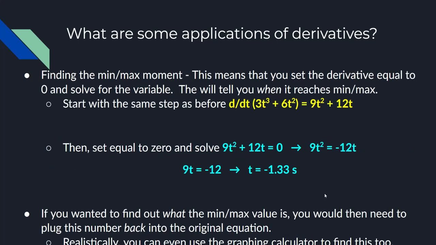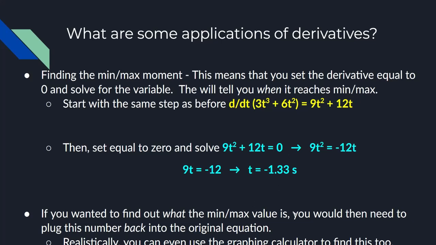Now, the other application is doing min and max. As I mentioned in the previous video, this is just done by setting the equation equal to 0. So once you get to that equation, you set it equal to 0, and then you just solve for t, divide both sides by t, get 9t equals negative 12, and we get that t equals negative 1.33 seconds. So this would tell me that at this moment in time, this graph either hits a minimum value or a maximum value. Now, unfortunately, without doing a little bit of extra work, I can't figure out exactly what it is. Oh, it could also be neither, but that's neither here nor there.